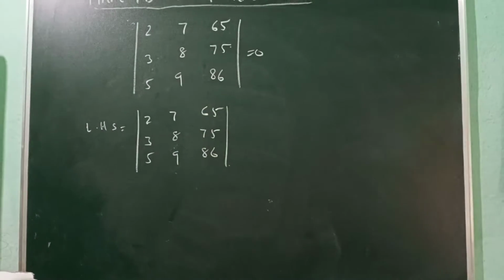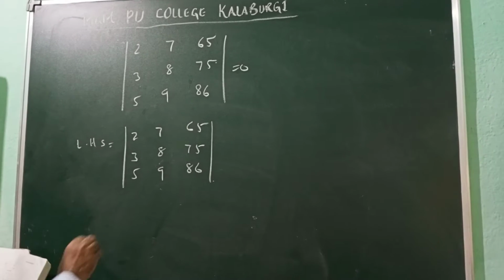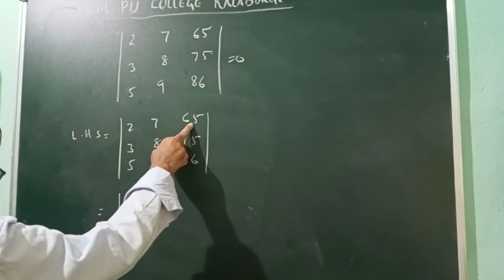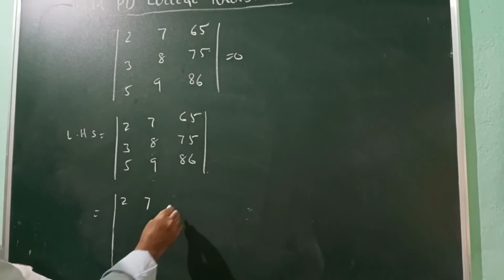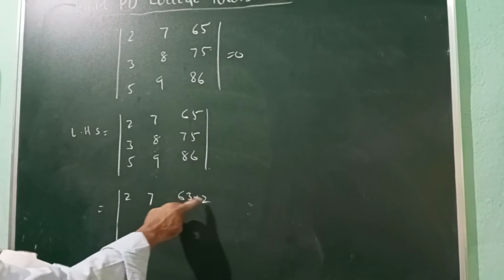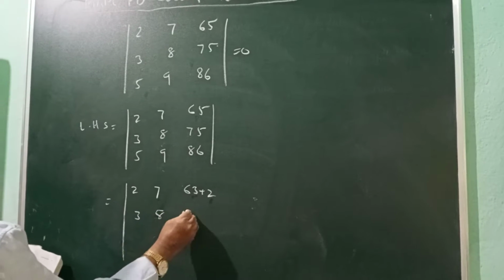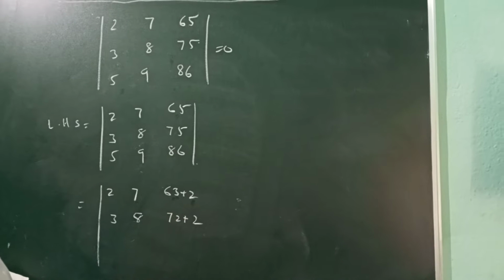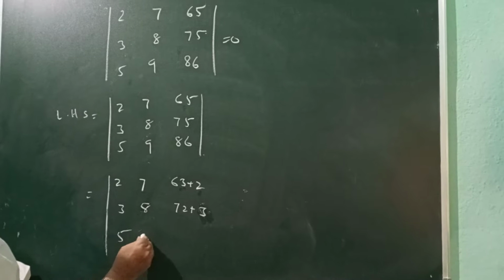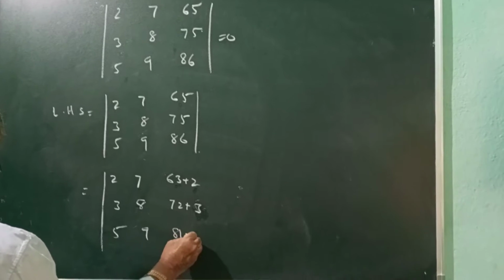Now, let us find a relation to use the property. Here you can see 2, 7. This 65 can be written as 63 plus 2, because 63 is a multiple of 7 and if you add 2 you get 65. Similarly 3, 8, it is 72 plus 3, sorry, and for 5, 9, 86 can be written as 81 plus 5.